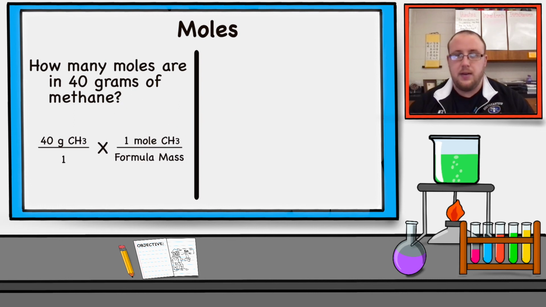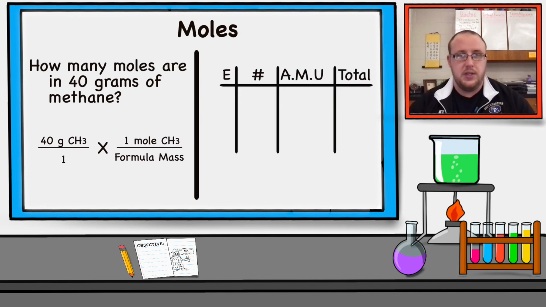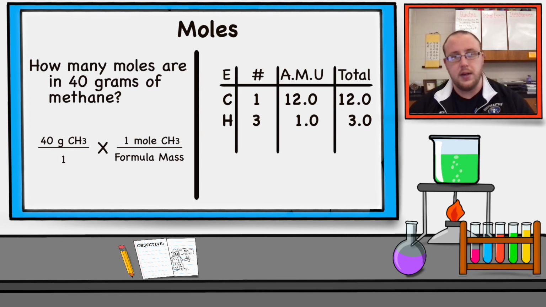So we go back and make our formula mass table. We start with carbon. We only have 1 of those. We write down that 1. It has atomic mass of 12, so we multiply 1 by 12 and we get 12 atomic mass units. Then we go to our hydrogen. We got 3 of them. Each one has atomic mass of 1. So that gives us a total of 3 atomic mass units. Now we can add our carbon and hydrogen together to get 15 atomic mass units, or 15 grams per 1 mole.